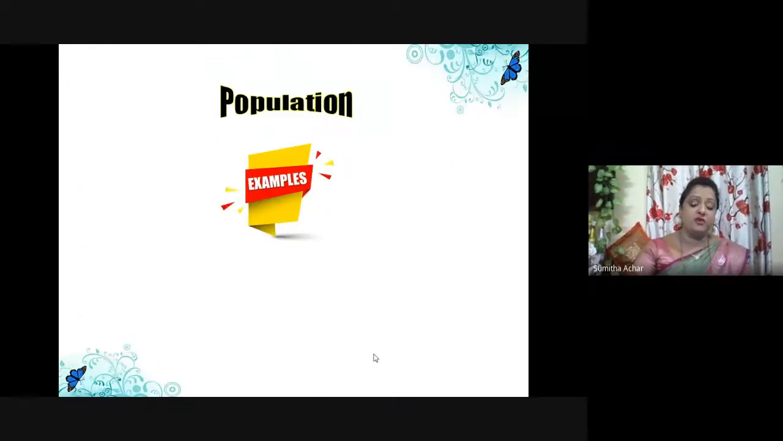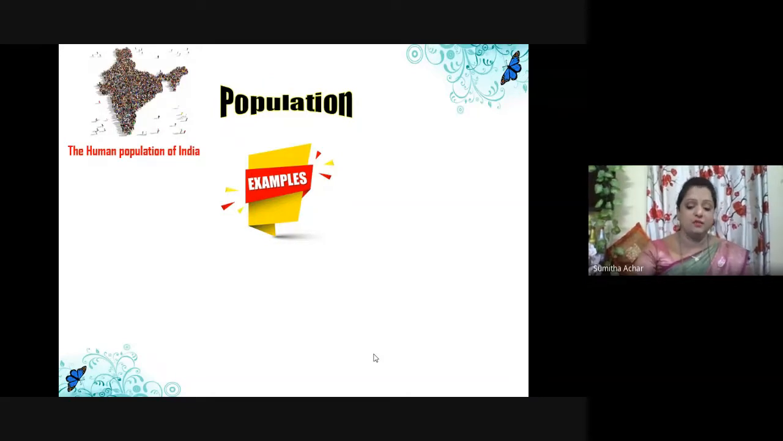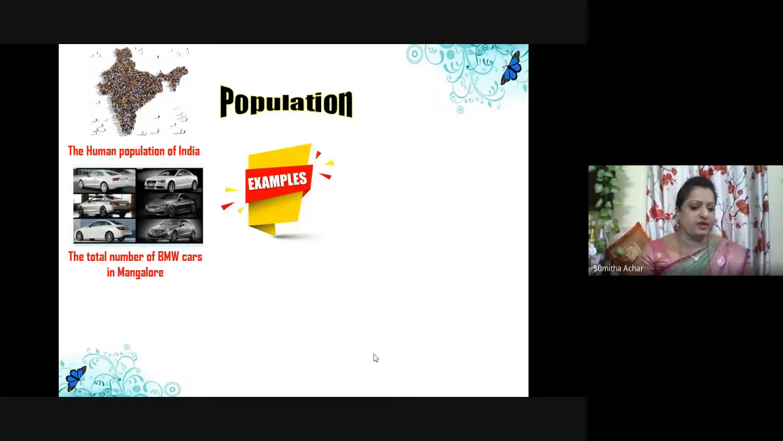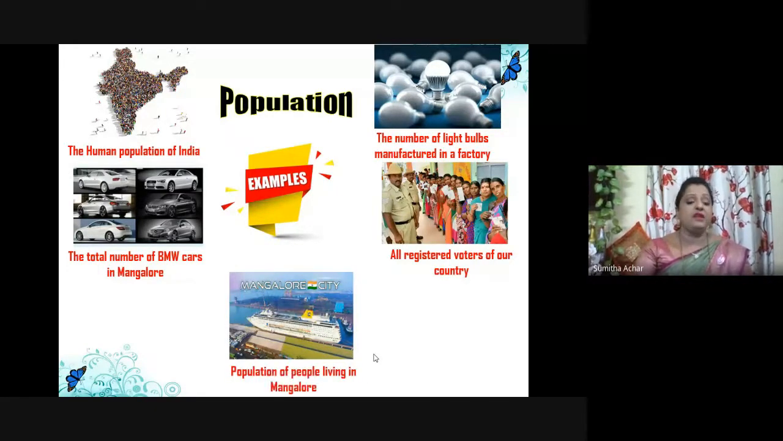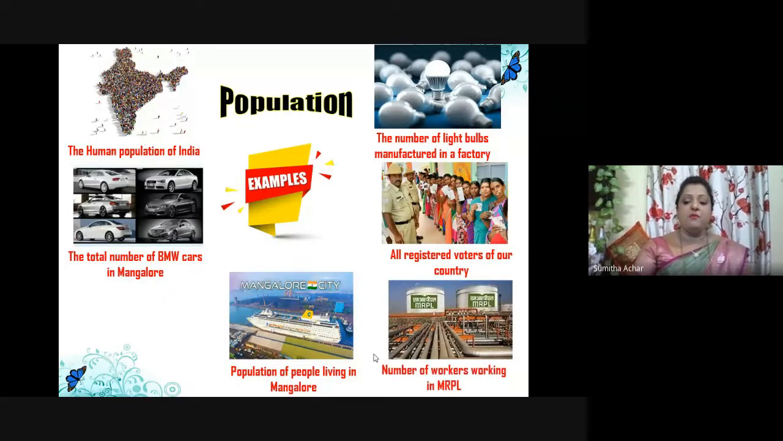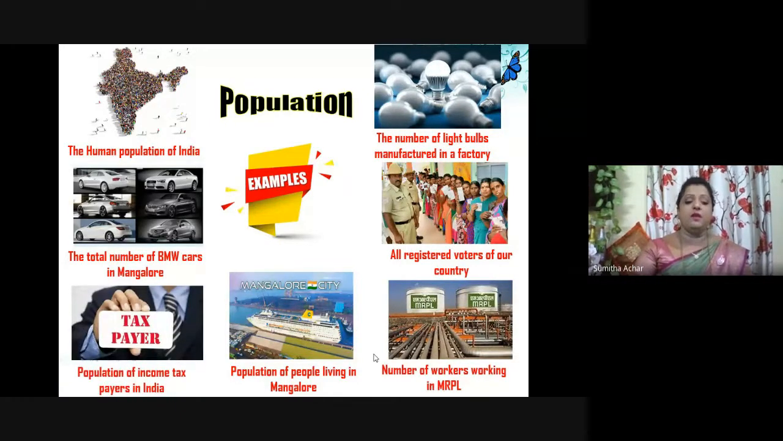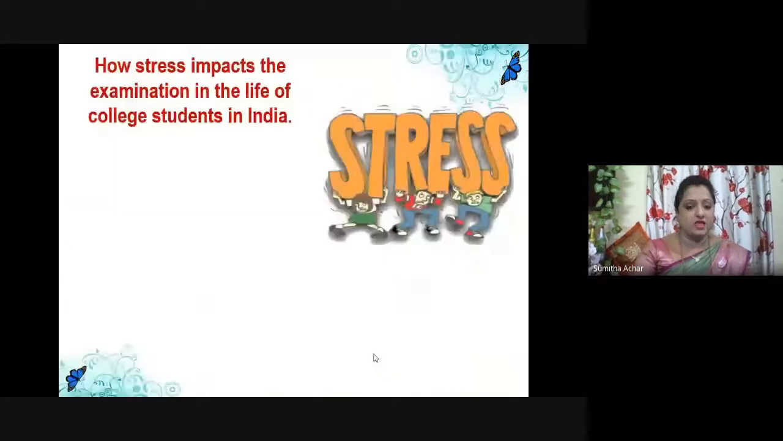Now, to understand an example of a population, the human population of India is a population. The total number of BMW cars in Mangalore is a population. The number of light bulbs manufactured in a factory on a particular day is a population. All registered voters of our country is a population. People having an Aadhaar card is a population. People living in Mangalore is a population. Number of workers working in MRPL, or the population of income taxpayers in India. So this generally considers all units of a study. So this is a population.